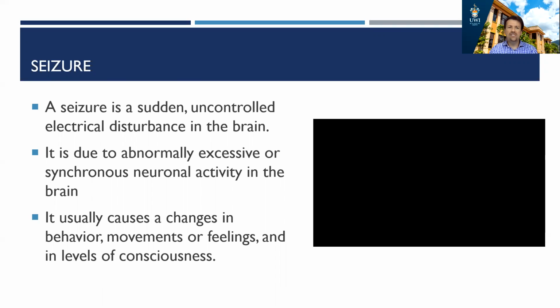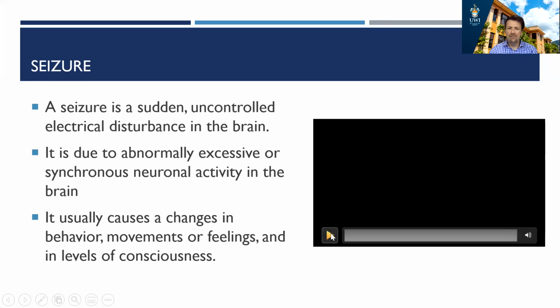And because this abnormally excessive activity is no longer controlled, it now manifests in unusual behavior, movements, feelings, and it can even affect your level of consciousness. In other words, a certain part of your brain has started to fire signals in an uncontrolled manner, and therefore that's now going to affect your bodily experience. Let's just look at this video which describes this in a little bit more detail.